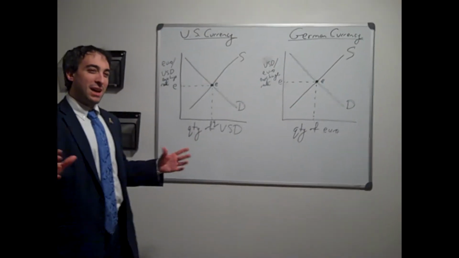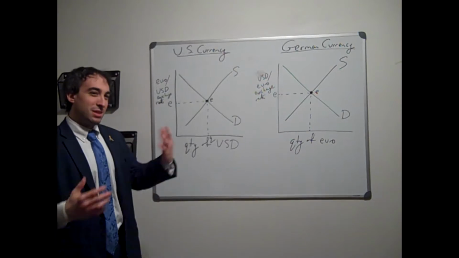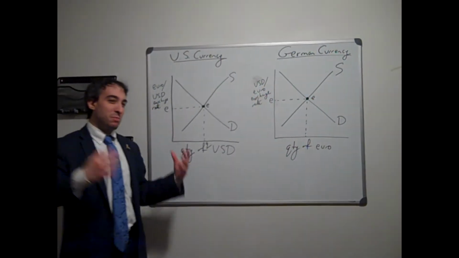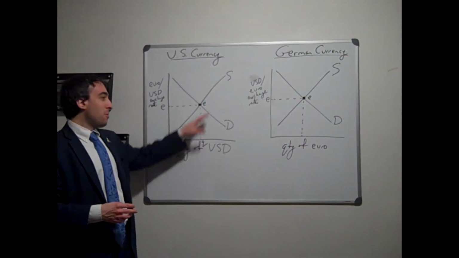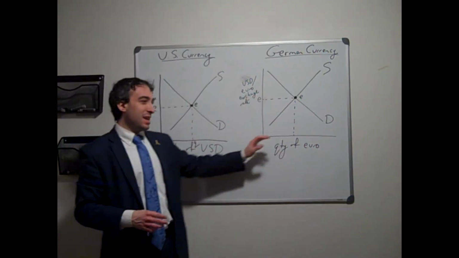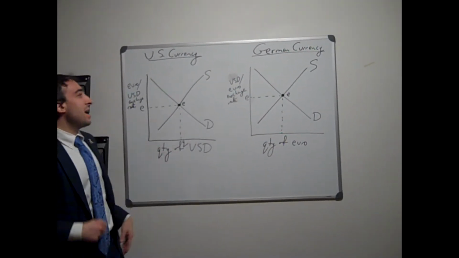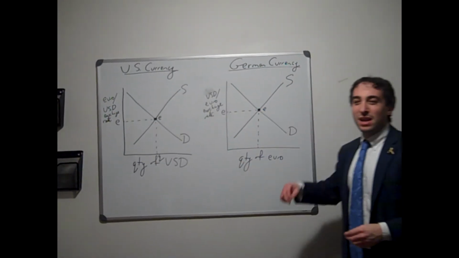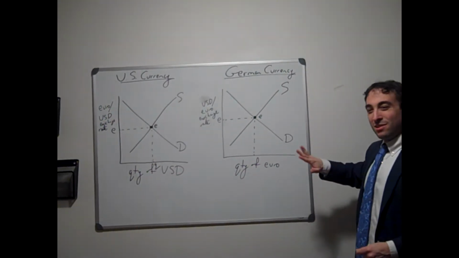So, now here we have two graphs. To understand how appreciation and depreciation and relative value works, we actually need two graphs for this. And we have our basic supply and demand graph for the quantity of each currency in question. So let's say we have two nations. We have America and we have Germany. So US currency and German currency, which is the euro.